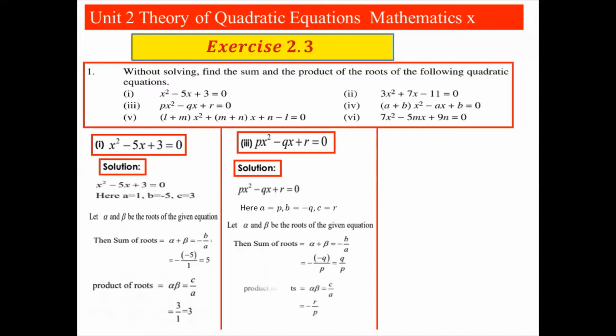Now the product of the roots is equal to c by a, and c is r and a is p. So why is this minus here? There is an error.